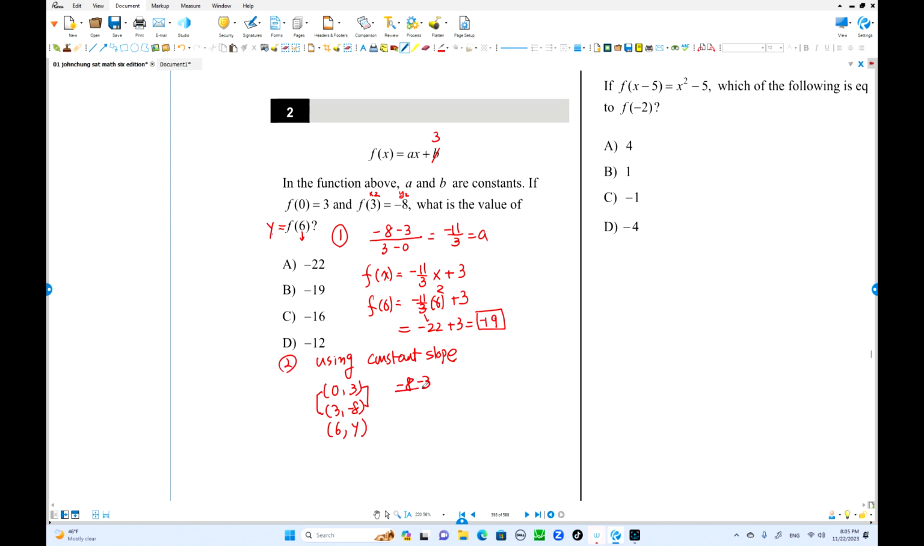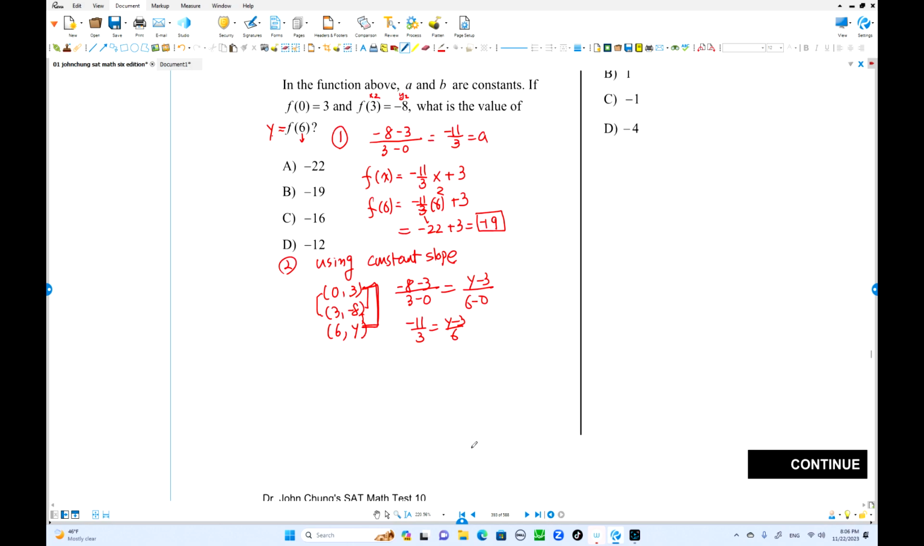So negative 8 minus 3 over 3 minus 0 equals negative 11 over 3. You can use this one too. That's better, right? Instead of this one. y minus 3 over 6 minus 0. That is negative 11 over 3 equals y minus 3 over 6. Okay, a little simplified. Now cross multiplication: 3y minus 9 equals negative 66. So 3y equals, add 9 to both sides, negative 57, right? When you divide by 3, y equals negative 19. You can solve it this way too, okay? Yeah, choice B is the answer.